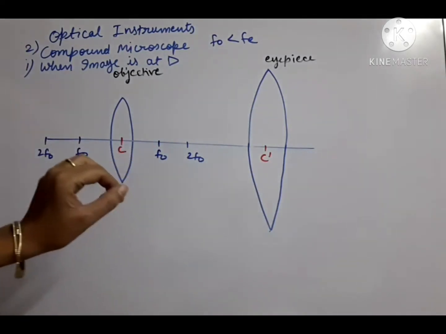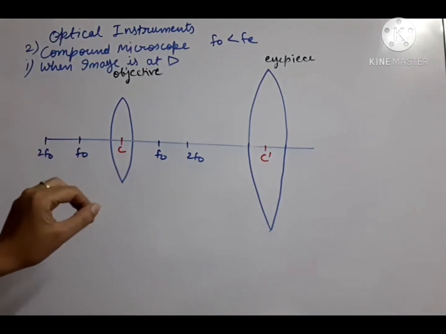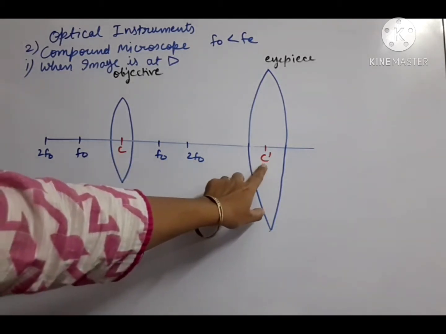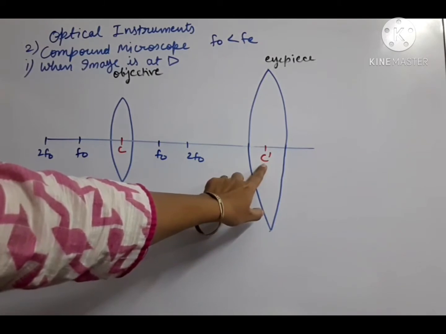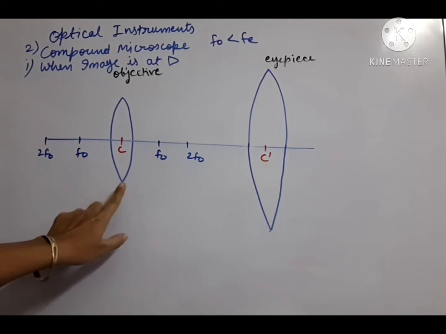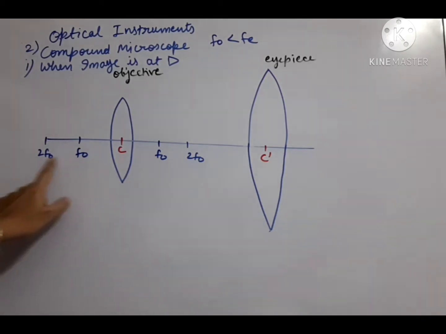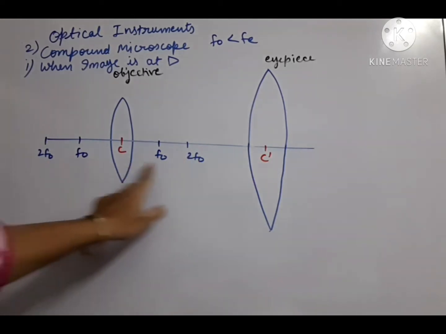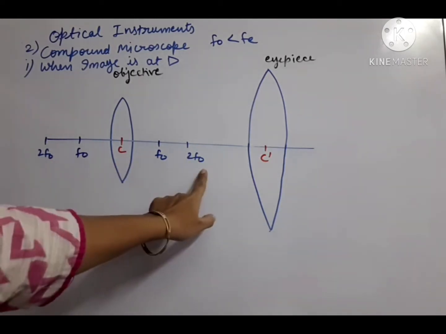Now let us start drawing the ray diagram. First of all we should mark the points. This is the optical center C here, and of this lens the optical center we have denoted by C dash. Now first of all this is the objective. So for the objective lens the F, 2F, F, 2F positions are noted. Here everywhere we have written FO, 2FO, FO, 2FO.